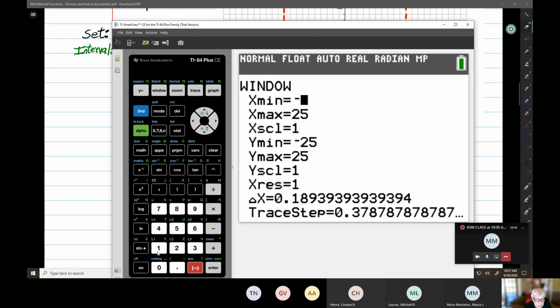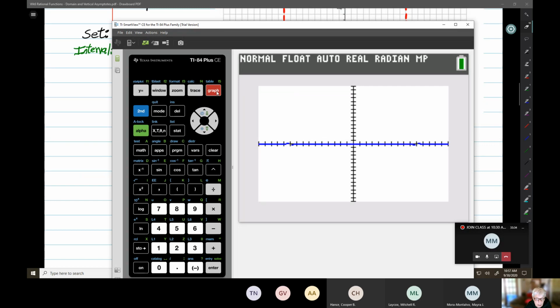Okay, how about this? -15 to +15, and -15 to +15. Let's see if that's better. It's not. Okay. Well, sometimes it just doesn't graph. However, I am going to make a guess.